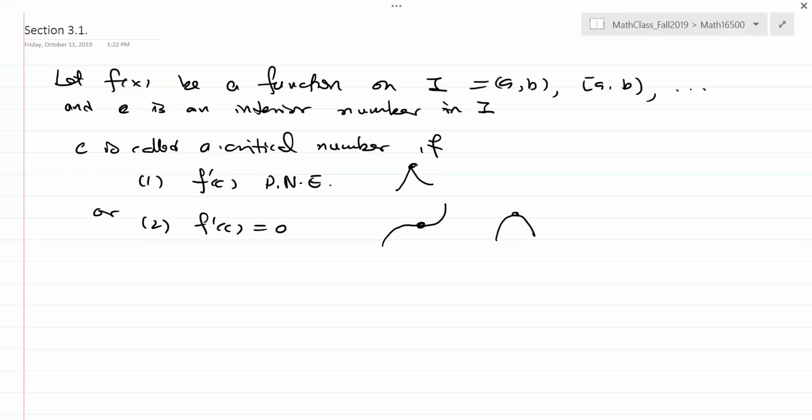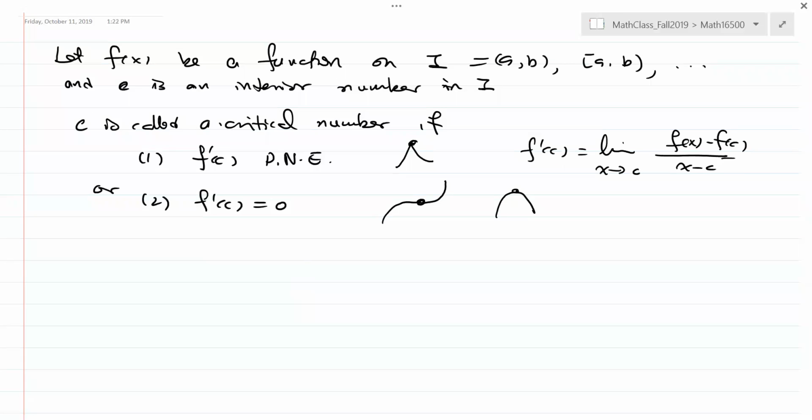Okay. So that means the left-hand limit does not equal the right-hand limit. Remember, the derivative at that particular point is going to be the limit, right? As x approaches C, of f(x) minus f(C) over x minus C. So that is the limit, right? And if there's a cusp, this point is a cusp, then you don't have the limit. Okay, the limit doesn't exist, the derivative doesn't exist. It's also called a critical number of the function.